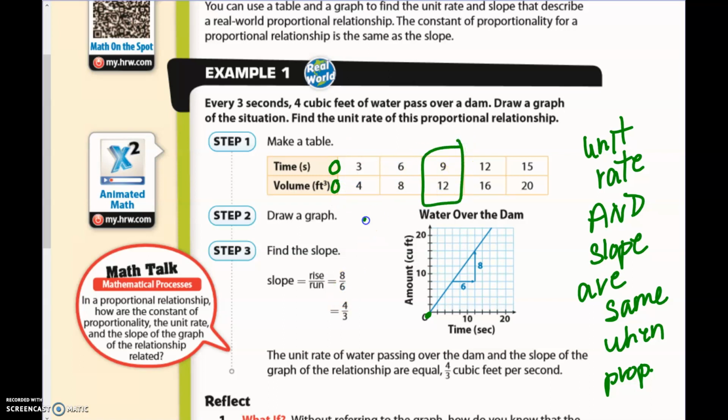Let's do this one. So if we take 12 over 9, because remember, y always goes on top, and then x. And now if we divide by 3, we get 4 over 3. So we have 4 divided by 3, which is the same thing as this right here simplified.